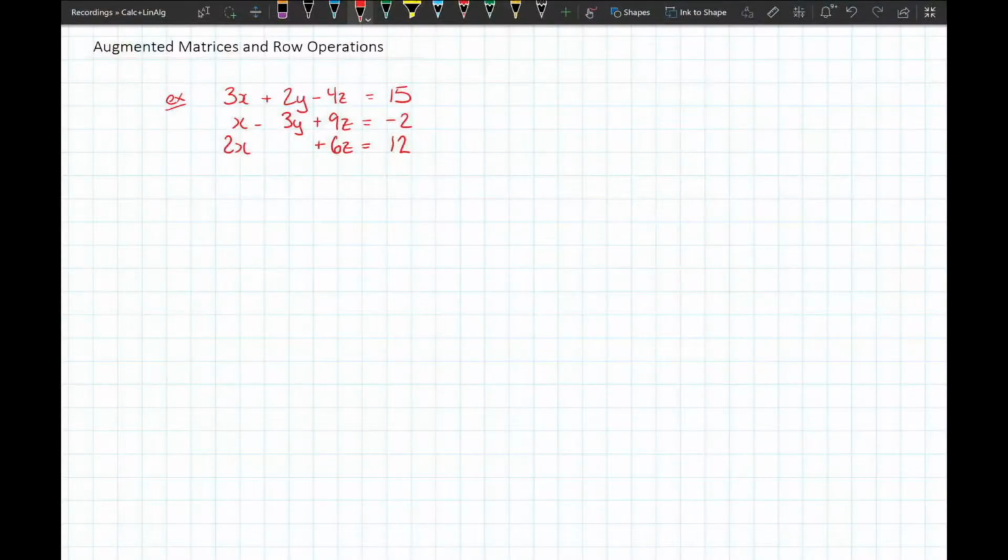So let's look at an example of a system of equations consisting of three linear equations in three variables. And I've chosen x, y, and z here, but it's also just as well to use x1, x2, and x3. Now, whenever we write down a system of linear equations, we're going to be trying to eliminate variables and reduce the number of variables until we can get a solution.